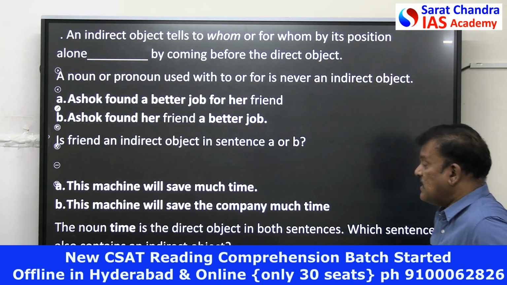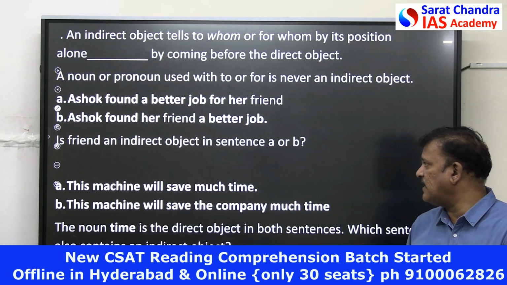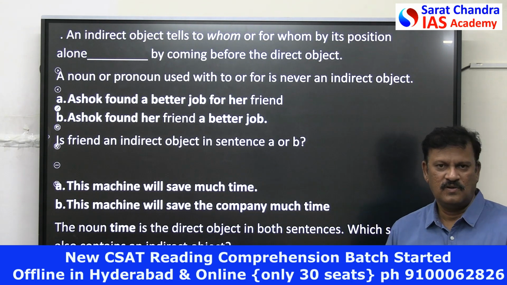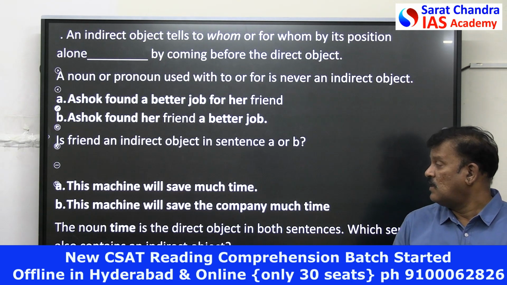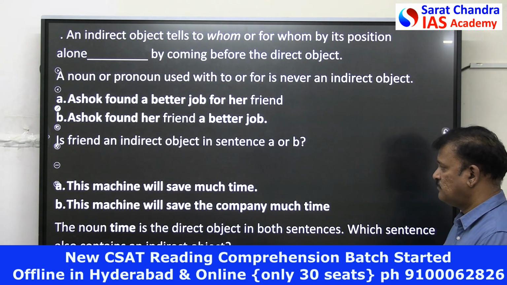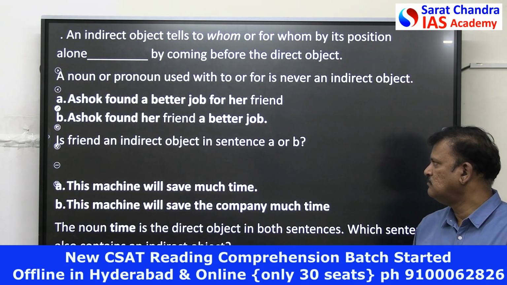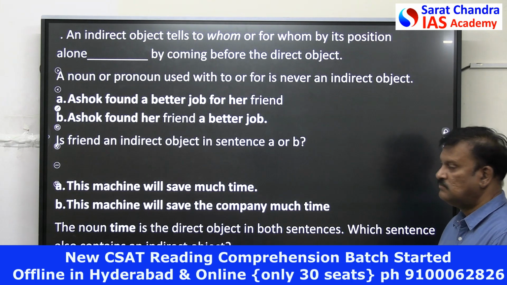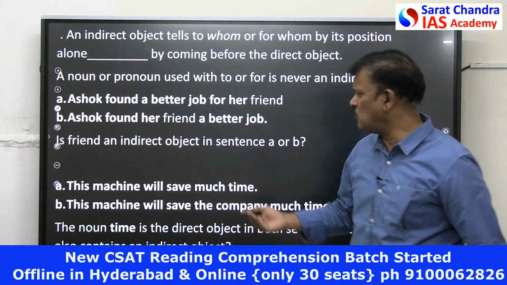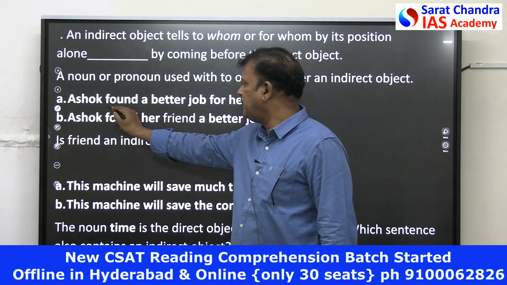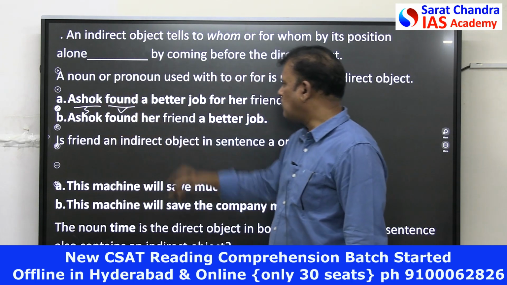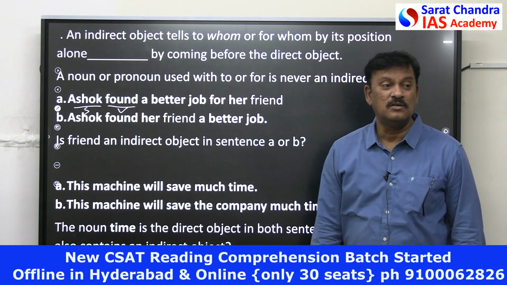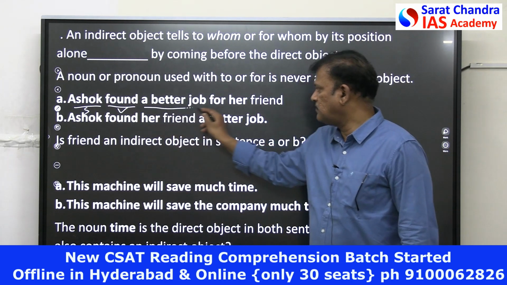There is a question. Is friend an indirect object in sentence A or B? So for that, Ashok found a better job for her friend. Ashok found her a better job. Just turn this into structure automatically. You don't have to break your head. Where is the verb? Where? Who? Subject. Ashok found what? A better job. Yes, you're right.